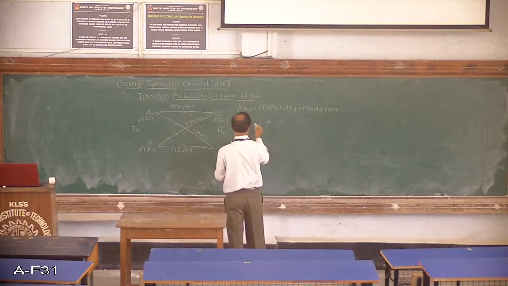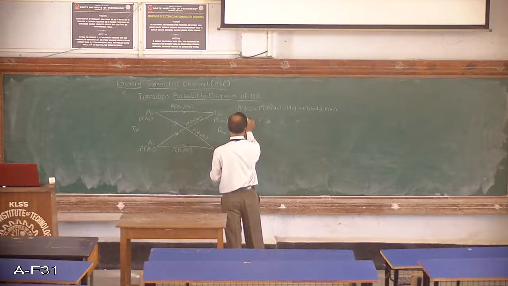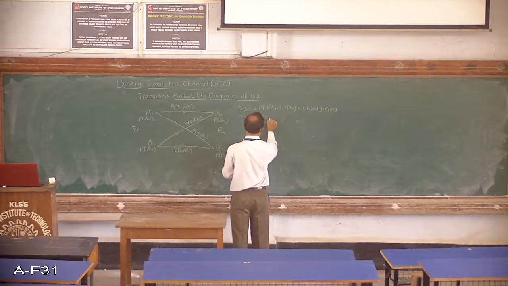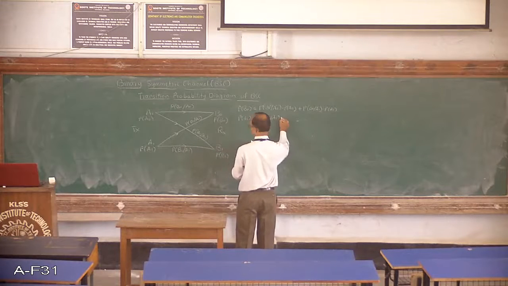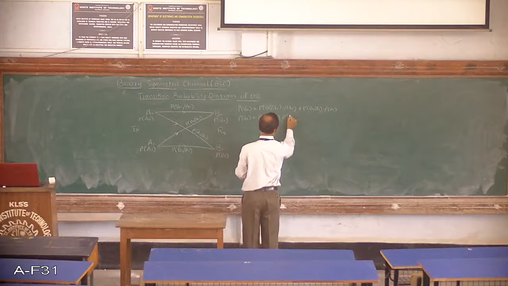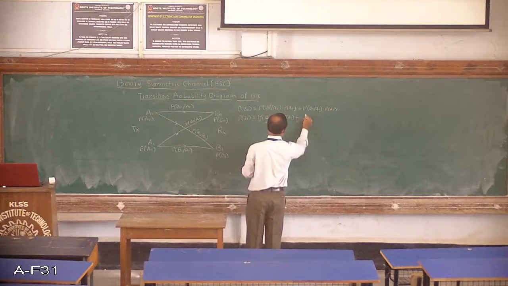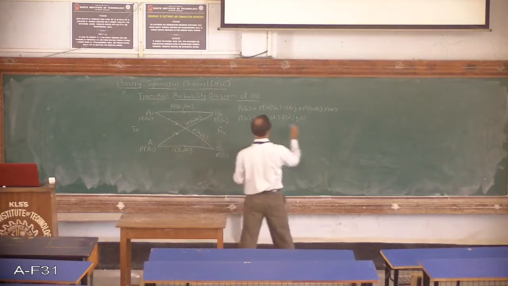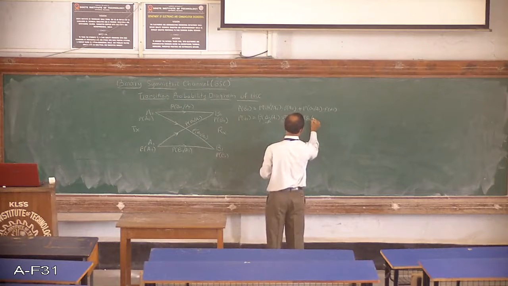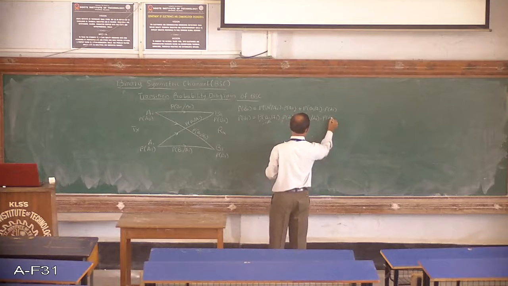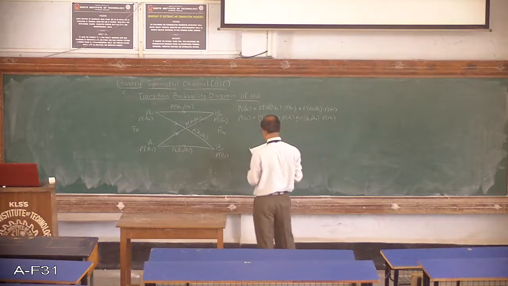Similarly, probability of B1 can be written in a similar manner as P of B1 slash A1, that is this one, multiplied by P of A1, plus the probability of receiving a B1 given A0 has been transmitted, multiplied by the probability of A0. These are the two equations.